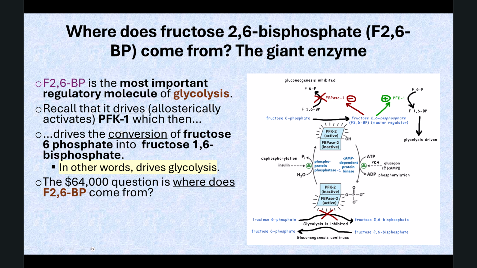Recall that normally it drives PFK1. PFK1, that's phosphofructokinase 1, is an enzyme in glycolysis, and that is the rate-limiting step of glycolysis. It's going to convert fructose 6-phosphate into fructose 1,6-bisphosphate, right?